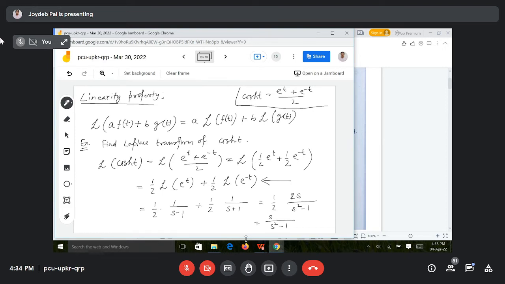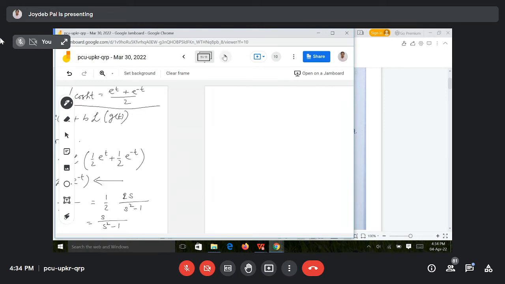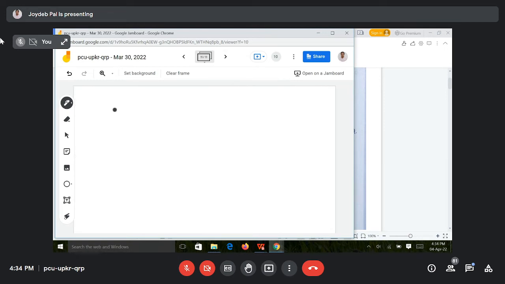There is no tabulated formula for cos hyperbolic t, but by applying the linearity property, we can find the Laplace transformation of it. Or it may be given in that form also. Okay, like, what is the Laplace transform of 2 e to the power t plus sin t?